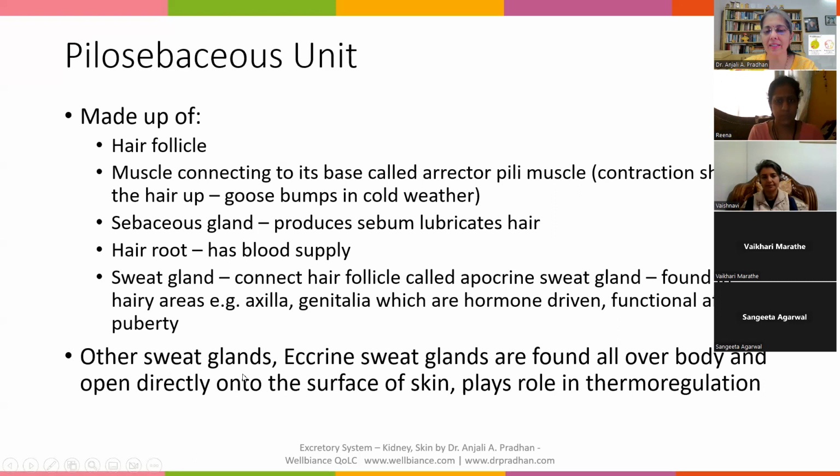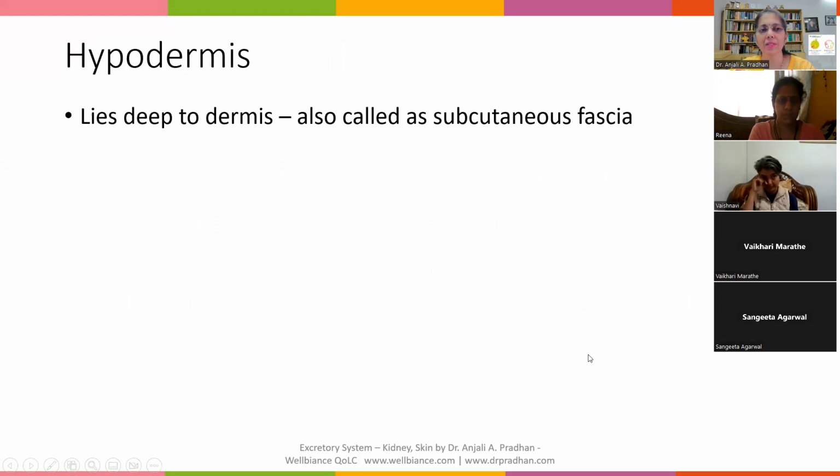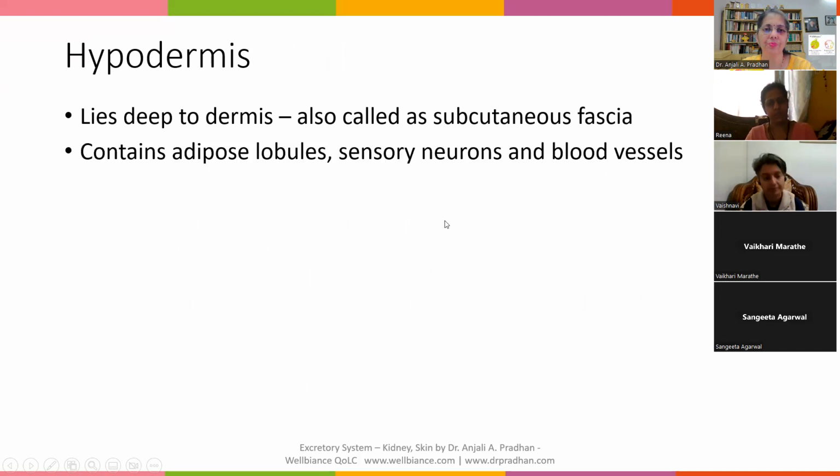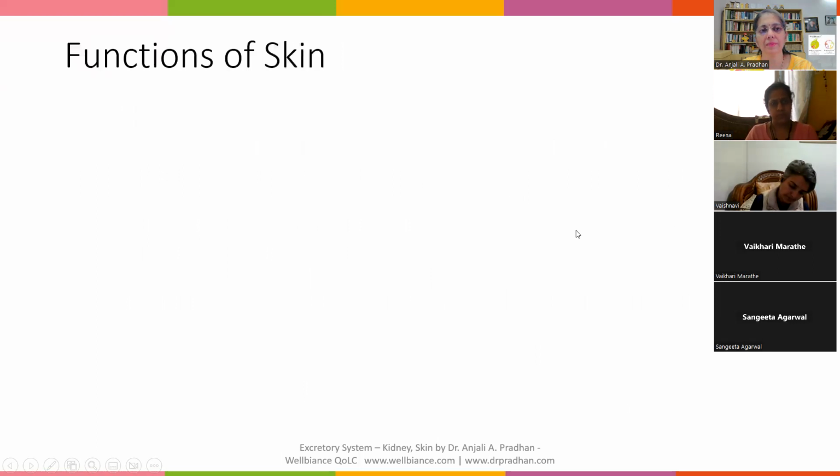And other sweat glands are called eccrine sweat glands. They are found all over the body and open directly onto the surface of the skin. इसीलिए क्या होता है, फेस पे, बैक, सब जगह स्वेटिंग होता है and it plays an important role in thermoregulation. Hypodermis, basically it has fat tissue, contains adipose lobules, sensory neurons and blood cells.